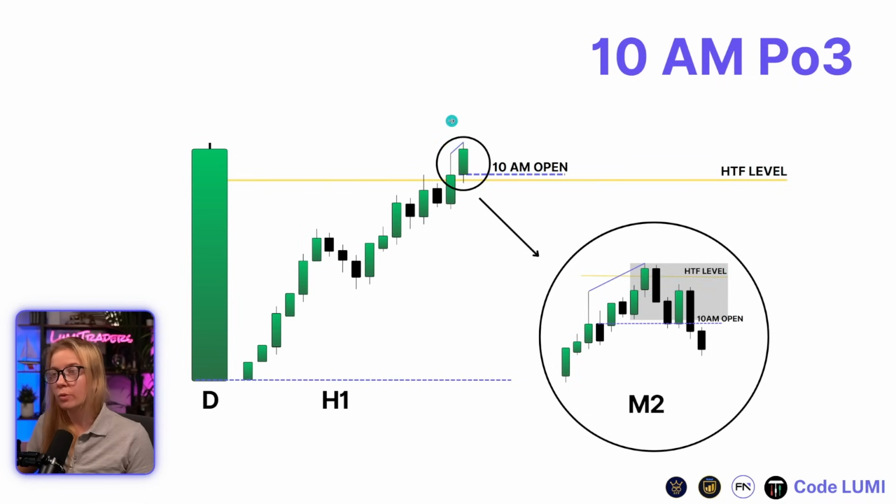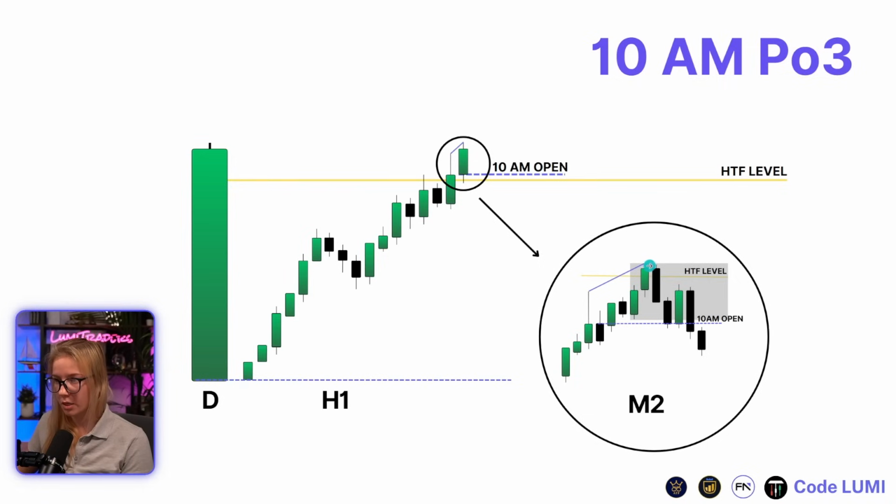Then I would like to switch to a lower time frame and see what is going on right now on the 2-minute chart. So here's the 2-minute chart. Here's this SMT between ES and NQ, let's say. Here's the 10 a.m. open. As you can see, price opened and continued going higher, so basically traded above the 10 a.m. open, and what happened right there? Once again, we hit the high time frame level. We're already inside the high time frame level, right? So I anticipate to get a potential reaction down, a smart money reversal.